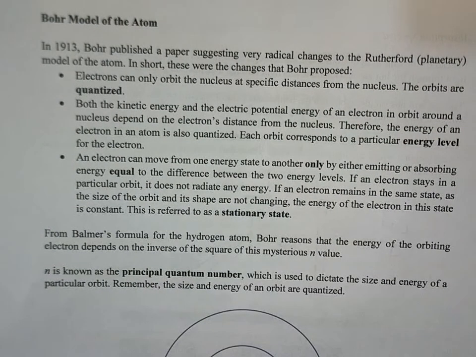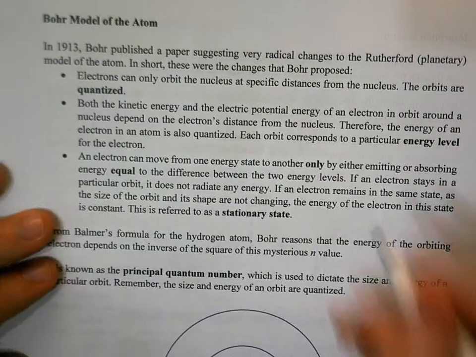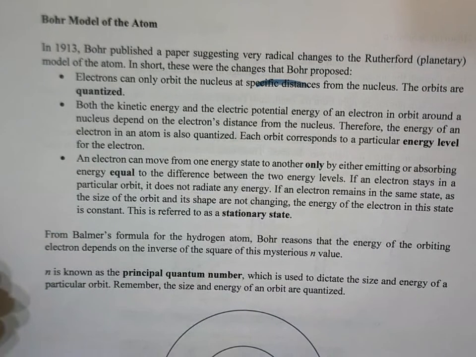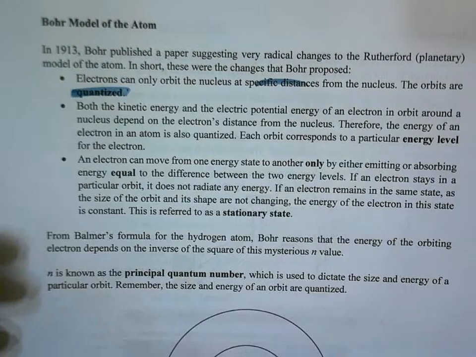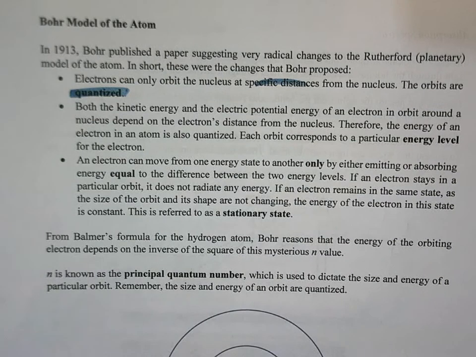So in short, Bohr proposed a few things. First of all, he proposed that electrons can only orbit the nucleus at specific distances from the nucleus. So they're locked in place. We would say that those orbits are quantized. They can only be at a particular value.